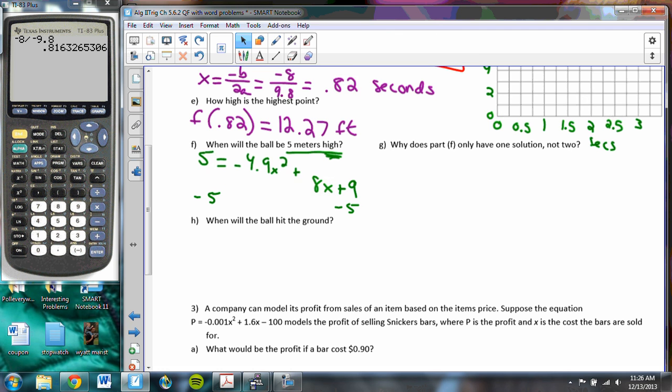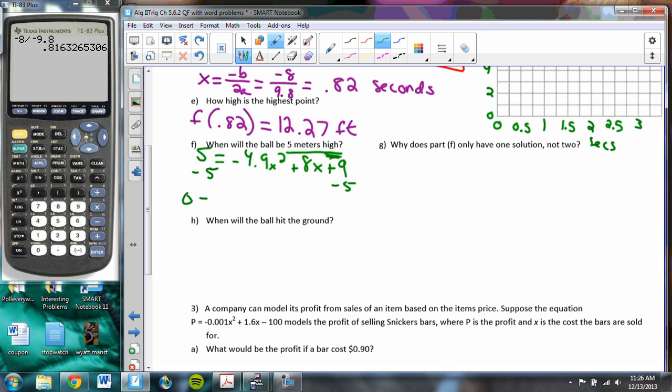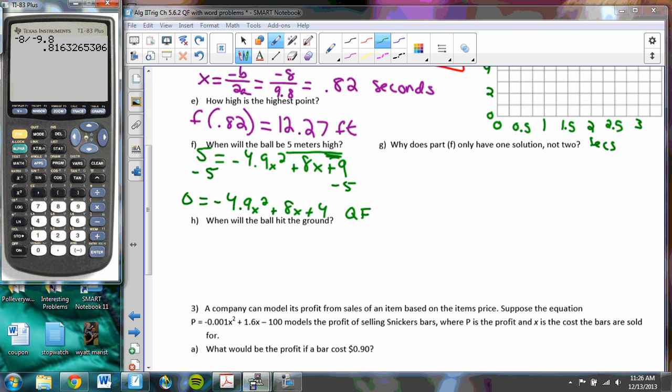Left myself some more room. And that gives me 0. This has to be equal to 0 to work. Now I'm going to do the quadratic formula. I wish I'd programmed something into this calculator. Maybe I will someday.